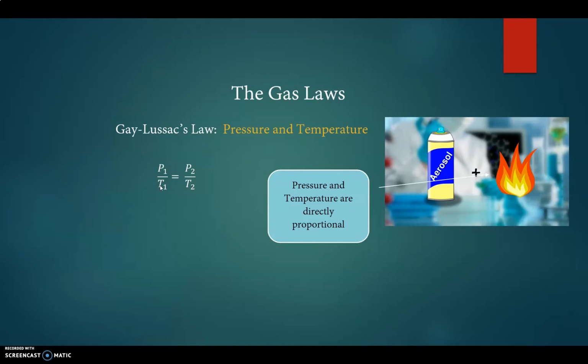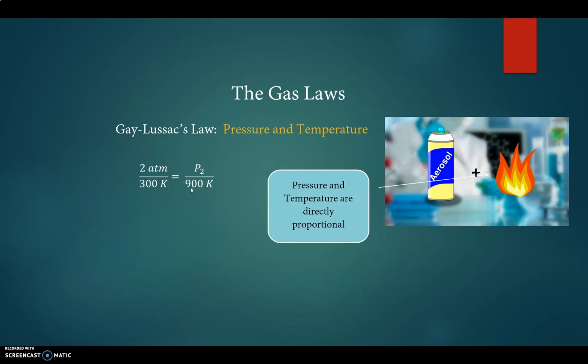So because it's in the form of a fraction, if one of them increases, the other one must increase by the same amount to keep the fraction equal. So, for example, if the pressure initially were 2 atmospheres inside the can and we were at 300 Kelvin, and let me remind you, of course, that the temperatures have to be in Kelvin. Whenever you're doing gas law calculations, we always have to use the Kelvin temperature, not Celsius or Fahrenheit.